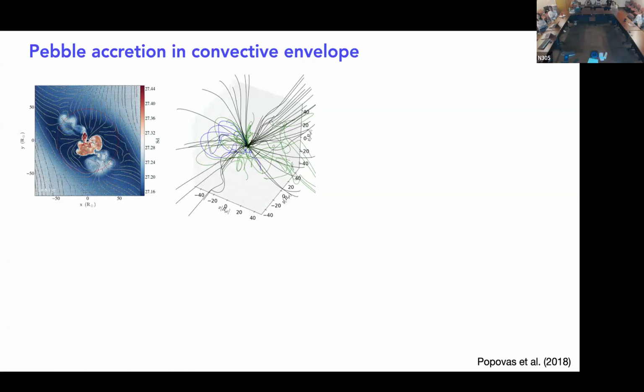There is a simulation showing how pebble accretion can be affected by the convective envelope. You can see the trajectories for different sizes of particles. If you have large enough pebbles, the pebbles don't care. They basically still get accreted onto the core. But if you have small particles, like the green one or the blue one, because of the convective motion of the gas, the pebbles can be moving around, and so the trajectories are more messy.